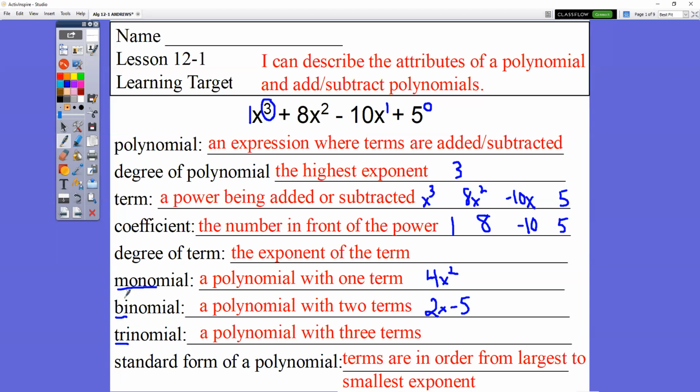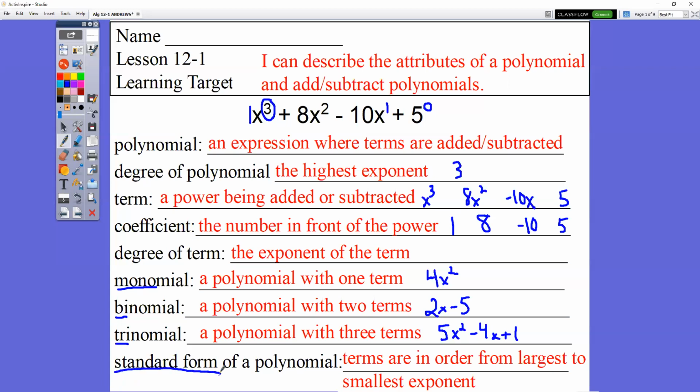A trinomial is a polynomial that has 3 terms. Tri means 3. You might have something like 5x squared minus 4x plus 1. There's 3 separate terms there. So monomial, there's 1 term. Binomial, there's 2 terms. Trinomial, there's 3 terms.